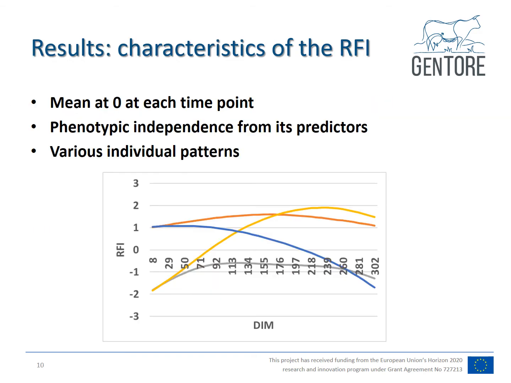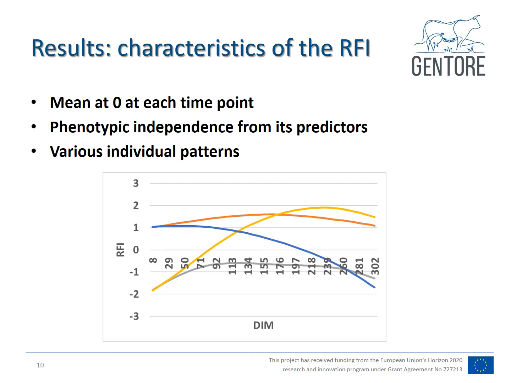If we go now to the results and start with the RFI itself, we can see that our definition of RFI shows the same characteristics as the classical RFI, with a mean at 0 at each time point and a phenotypic independence from its predictor. But you can also see that the RFI is not constant all lactation long, with here 4 individuals as example.